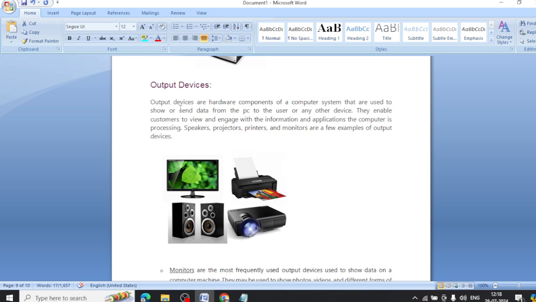And output devices. What is an output device? Output devices are hardware components of a computer system that are used to show or send data from the PC to the user, or any other device. They enable customers to view and engage with the information and applications the computer is processing. Speaker, projector, printer and monitor are a few examples of output devices.